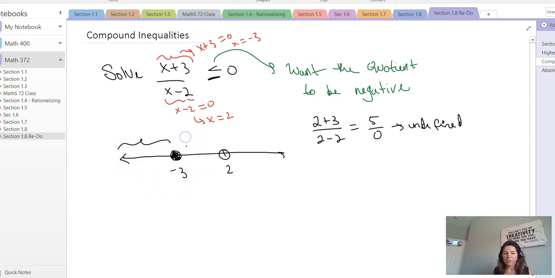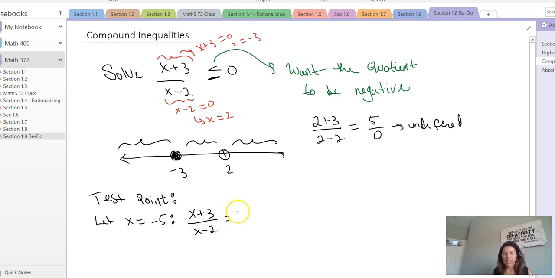And so now, similar to before, we have 3 regions, and that's because we have 2 factors. We want to see about the quotient, so we're going to do the test point method. Let x be something on the left, smaller than negative 3. So let's just say negative 5. Again, I'm just randomly picking a test point in that whole region. I can pick anything from negative 3 all the way to negative infinity. So I'm plugging negative 5 into (x + 3)/(x - 2). I'm going to have negative 5 plus 3 over negative 5 minus 2. So that's negative 2 over negative 7. And just as before, the value doesn't really matter as much as the sign. Negative divided by negative is positive. So on the left, we're going to have positive.